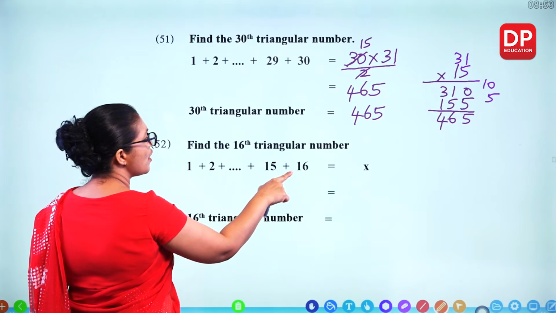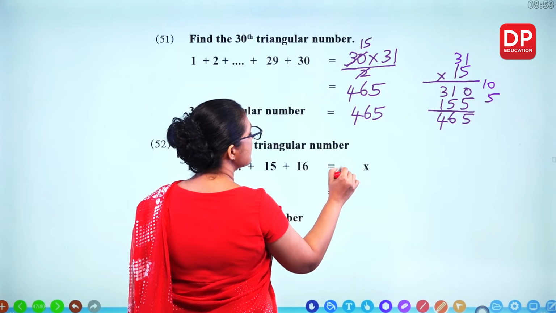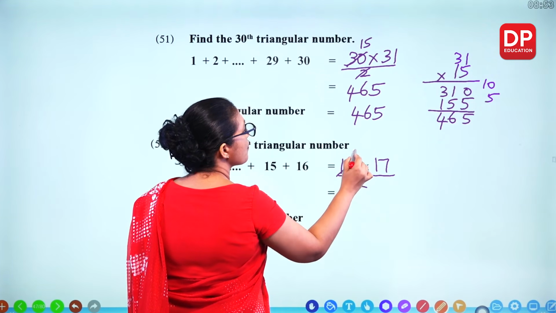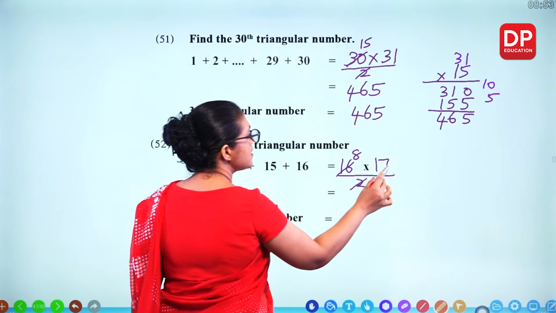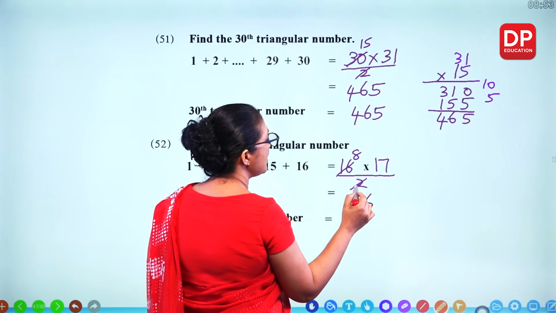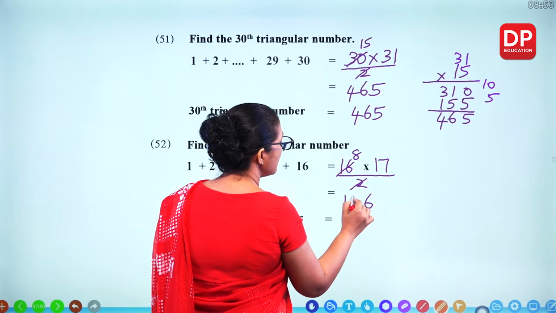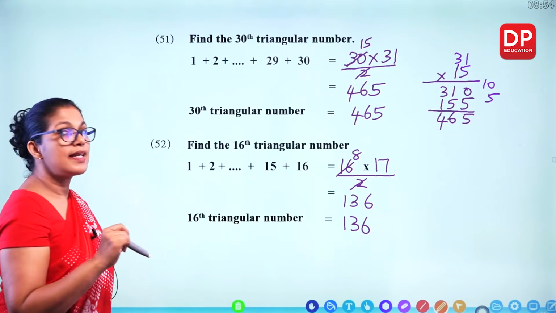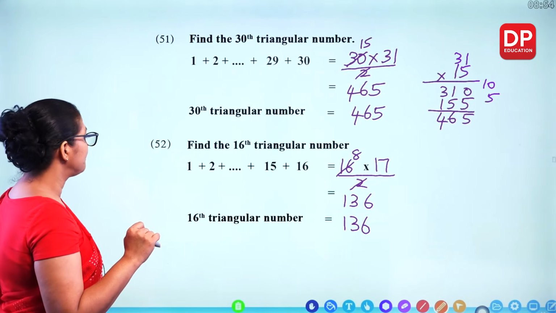Find the 16th triangular number. That means addition of 1 to 16. So that means 16 into 17 divided by 2. 8 times 17. 8 times 7, 56. 8 times 1, 8, plus 5, 13. So 136 is the 16th triangular number.